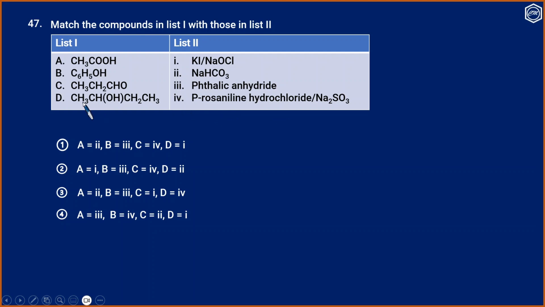And this compound contains CH3CHOH grouping, so it will answer the iodoform test. And the reagent for iodoform test is potassium iodide and sodium hypochlorite. So option 1 is correct. That is the correct answer.